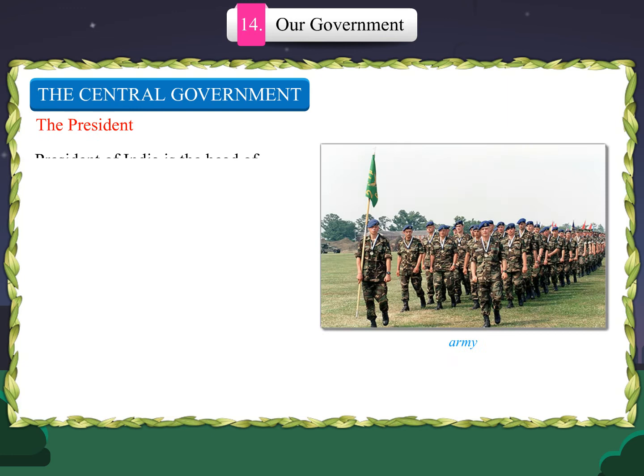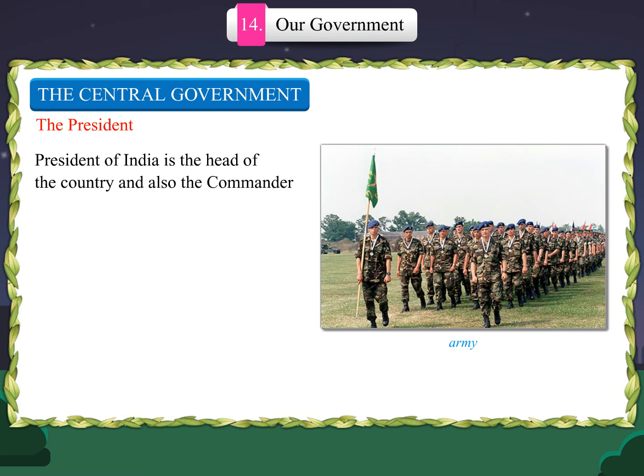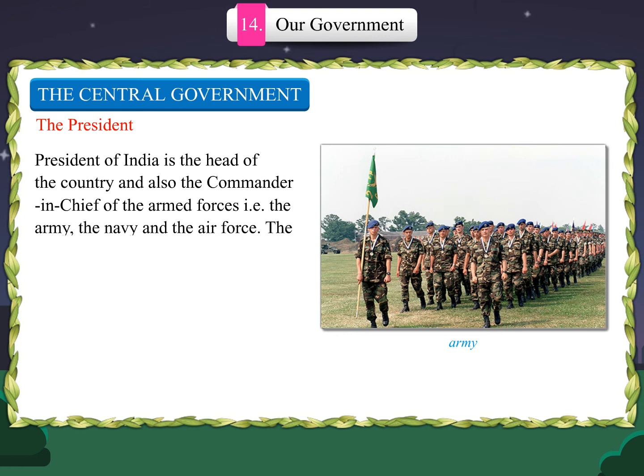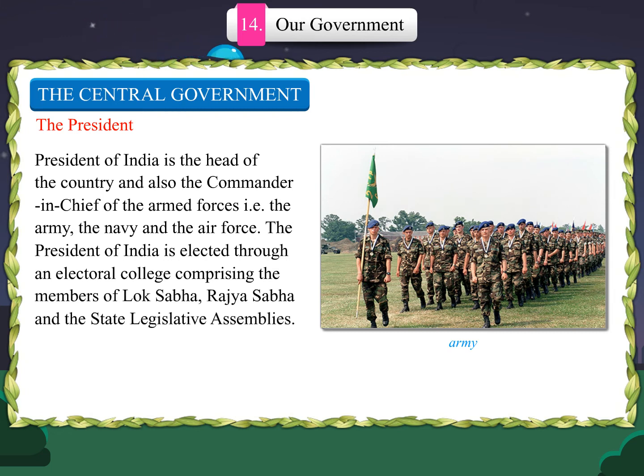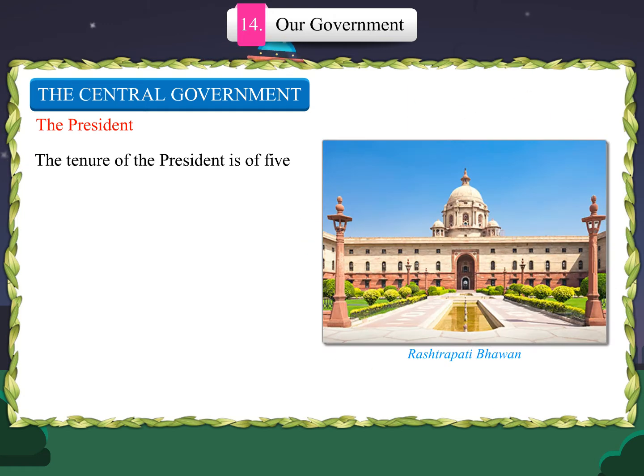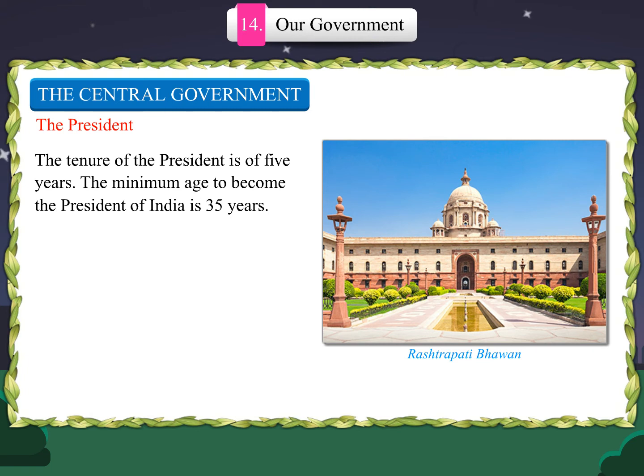The President. The President of India is the head of the country and also the Commander-in-Chief of the Armed Forces, that is, the Army, the Navy and the Air Force. The President of India is elected through an electoral college comprising members of Lok Sabha, Rajya Sabha and the state legislative assemblies. The tenure of President is of 5 years. The minimum age to become the President of India is 35 years.